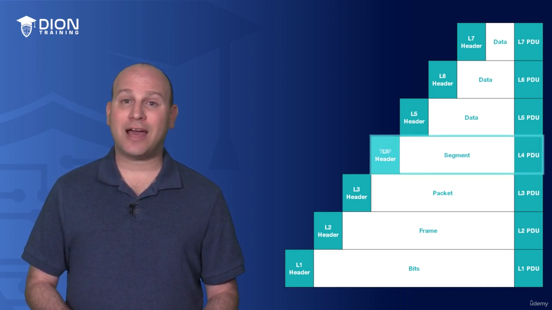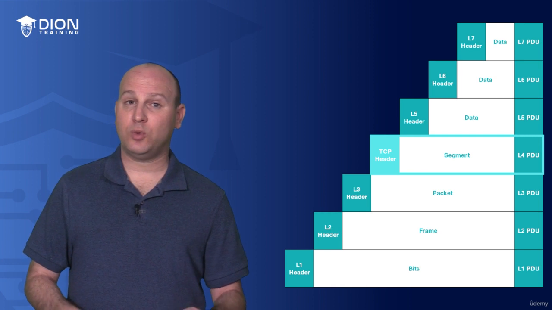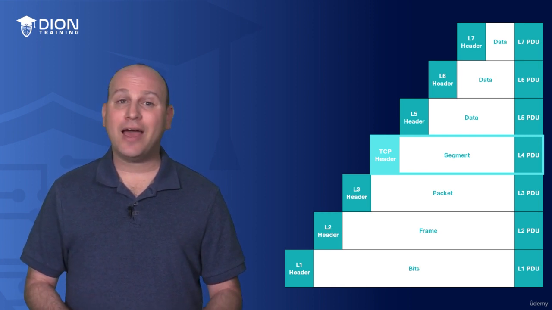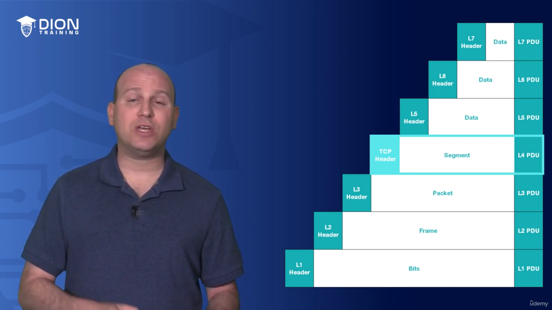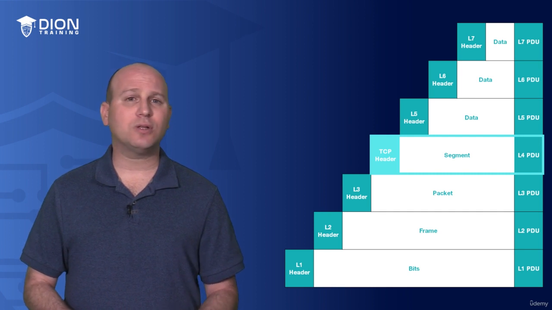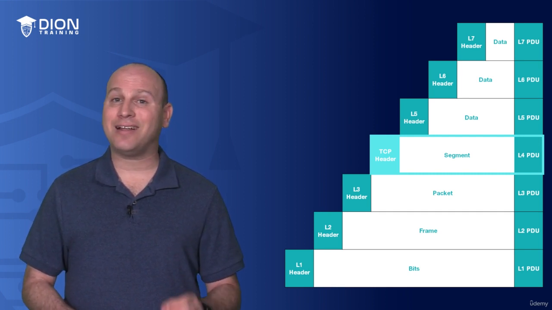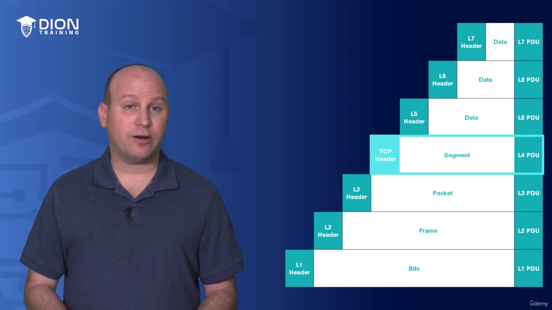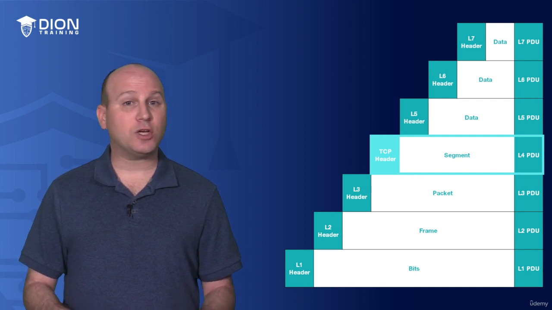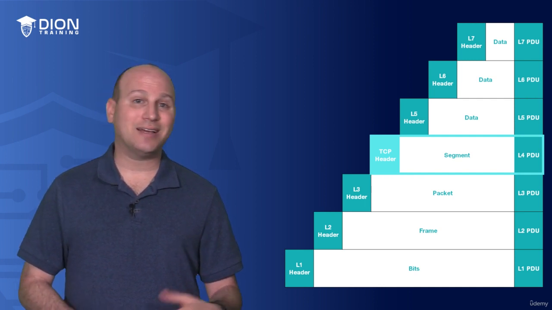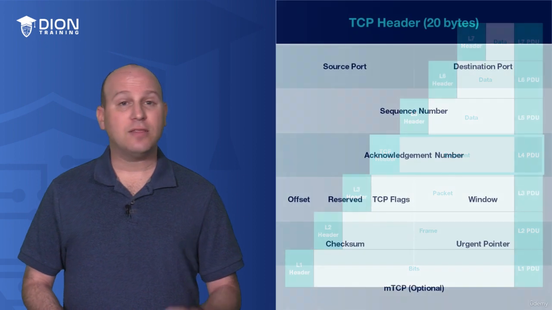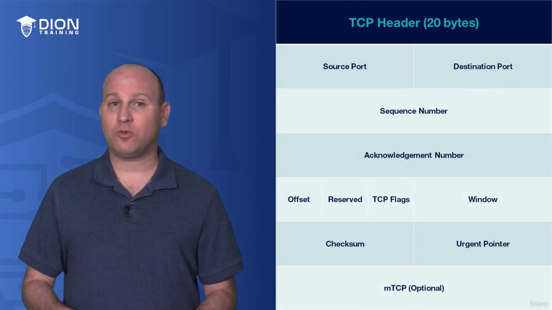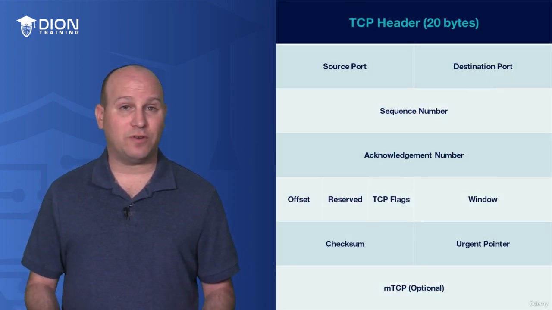Now, the headers added at layers 4, 3, 2, and 1 are very specific, and they actually help ensure the message is going to reach its final destination. So let's take a look at the header that's added at layer 4, the transport layer. Now, if you remember, the transport layer uses different protocols like TCP or UDP. The TCP header has 10 mandatory fields, totaling 20 bytes of information.